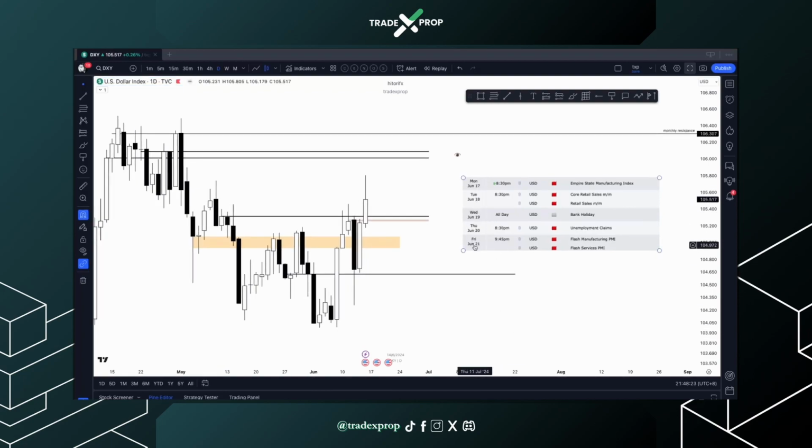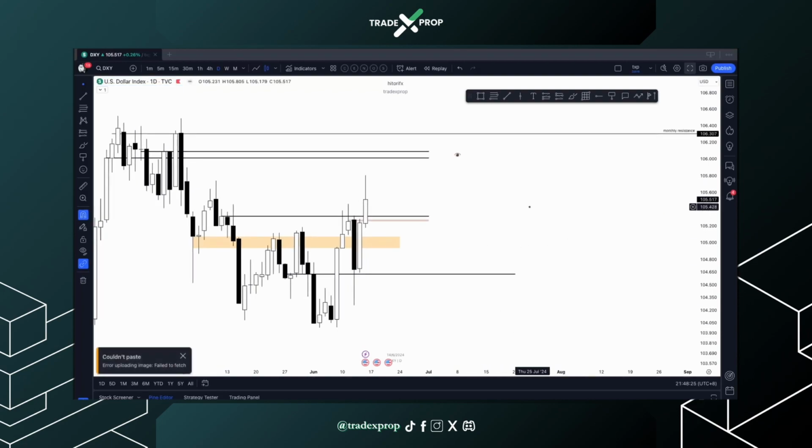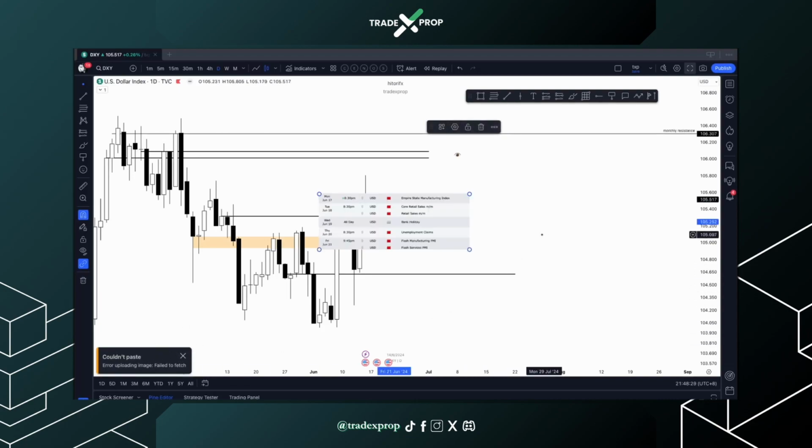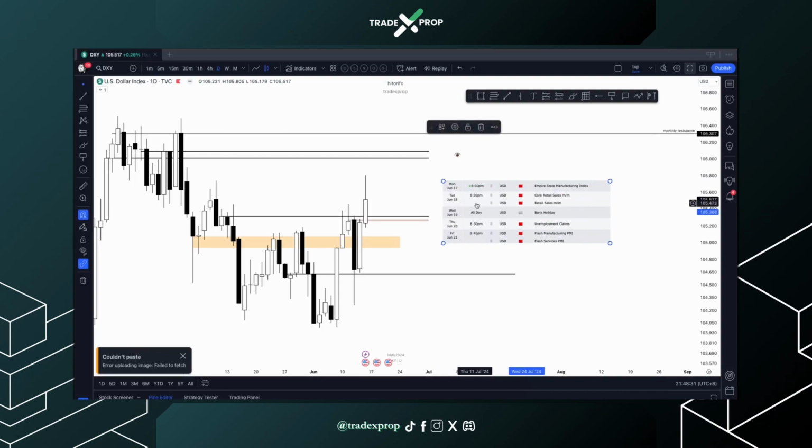Oh, failed to fetch. That's interesting. But essentially understand that we could see momentum come in Monday, Tuesday. Wednesday is likely to range for the US dollar, and Thursday, Friday we could see more momentum coming in.